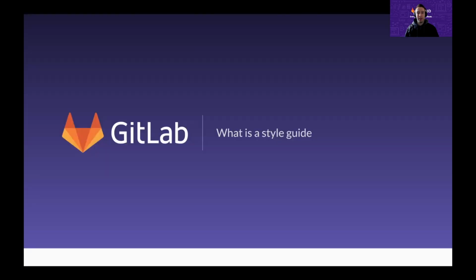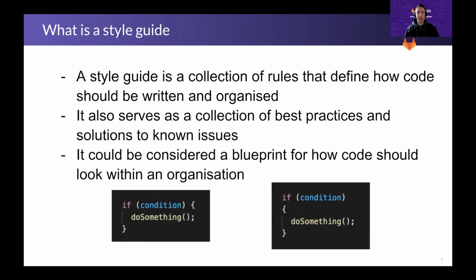Firstly, what is a style guide? A style guide is a collection of rules that define how code should be written and organized. It also serves as a collection of best practices and solutions to known issues. It could be considered a blueprint for how code should look within an organization. As you can see from the screenshots below, this could cover items such as where braces are situated in an if statement.